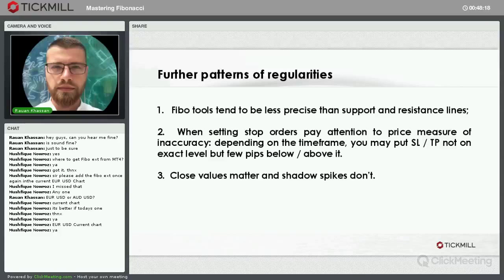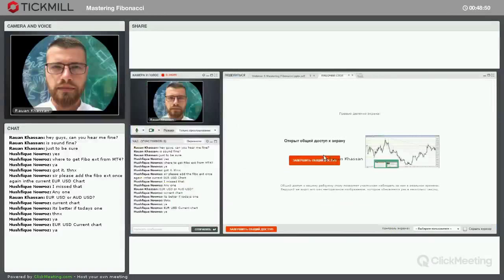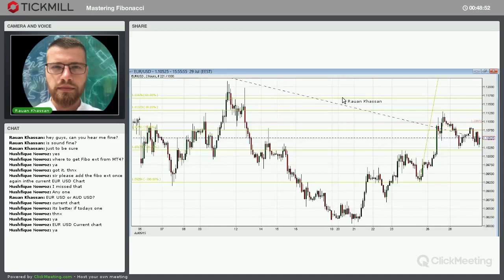Before we finish, I find it important to update you on several patterns of regularities, which are not stated in most Forex handbooks, but luckily are visible on your display at the moment. First, Fibonacci tools tend to be not that precise as support and resistance lines. That means they are rather additional than primary tools. The idea that I'm trying to express is indicated on the intraday chart of United States dollar to Japanese yen.